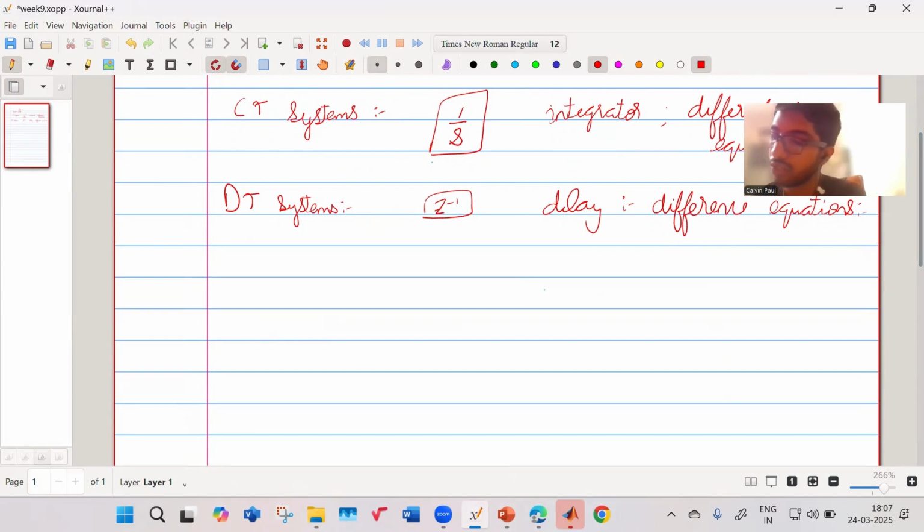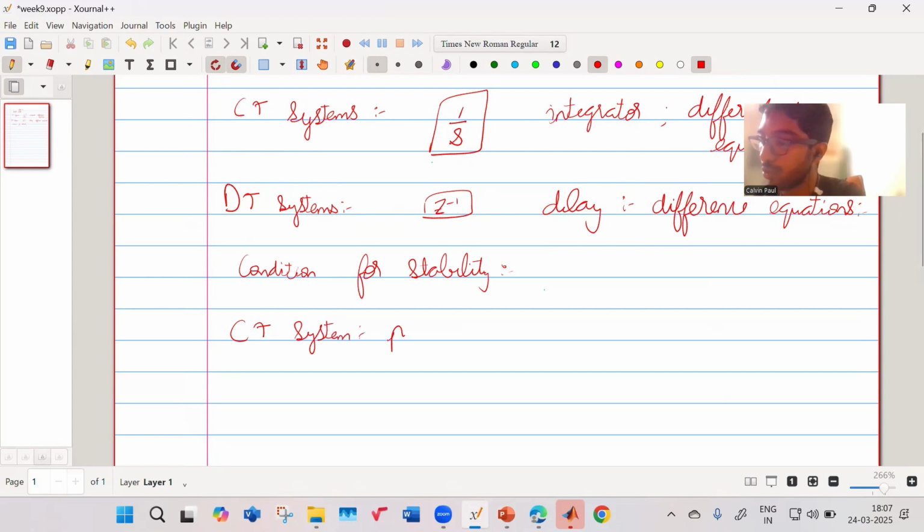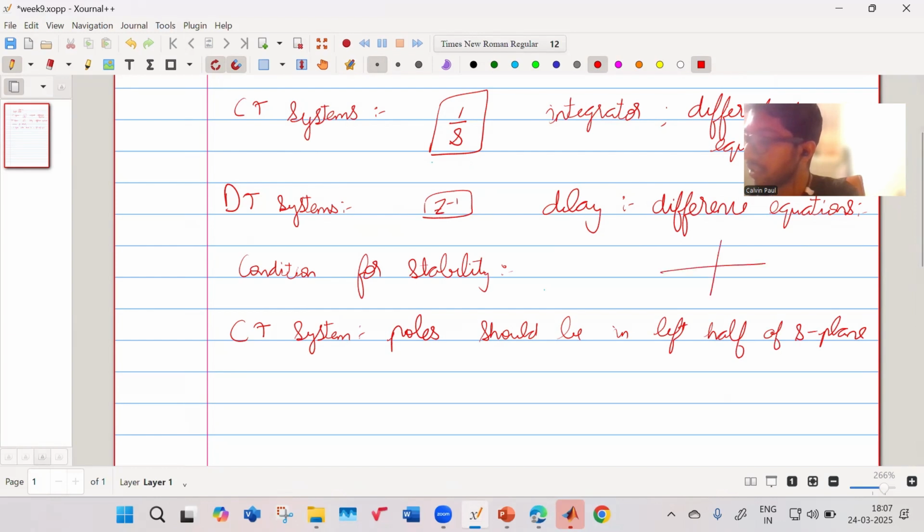So we know the condition for stability. For a continuous time system, the poles should be in the left half of the S plane. This is your S plane, this is your sigma, this is your j omega. Your poles can lie over here. As long as your poles lie here, your system is stable.